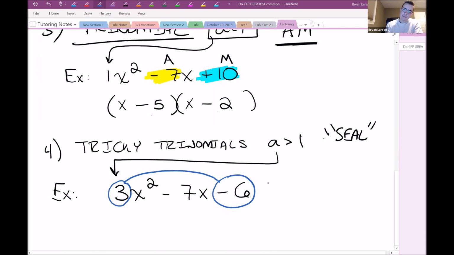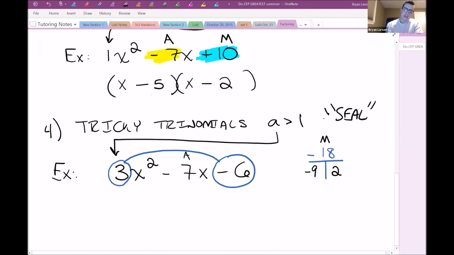So 3 times negative 6 would give us negative 18. Now, just like the last problem, we're going to do the AC part of this, but we're going to look for two numbers that add to negative 7 but multiply to negative 18. Well, that would be a negative 9 and a positive 2, because negative 9 times positive 2 is negative 18. Negative 9 plus 2 would give us that negative 7 there.